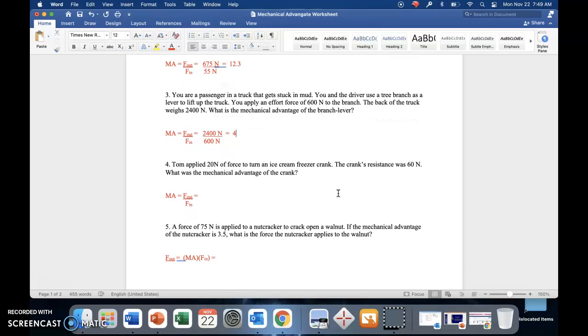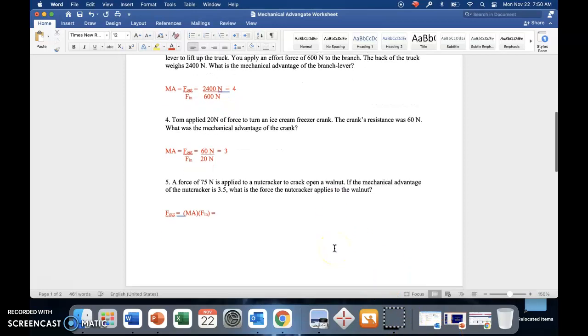Again, still using the same thing. Mechanical advantage is force out over force in. Okay, in other words, what does Tom apply and what does the crank apply? The crank, as it shows there in the problem, applies 60 newtons of force. And that 60 newtons of force is the result of Tom applying 20 newtons of force. So obviously 60 divided by 20 is a mechanical advantage of 3.